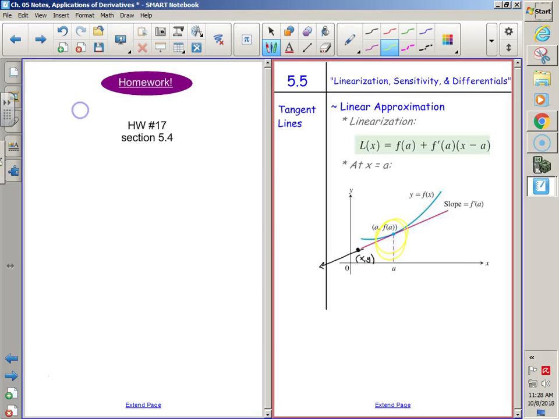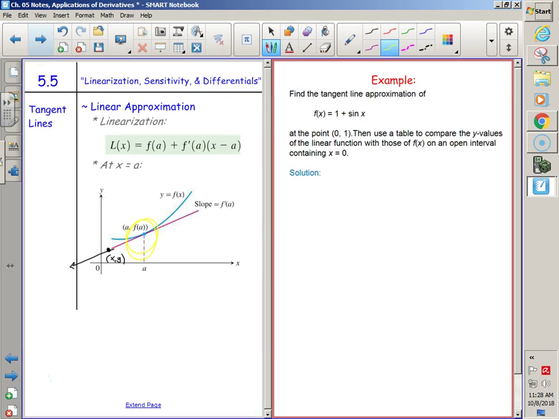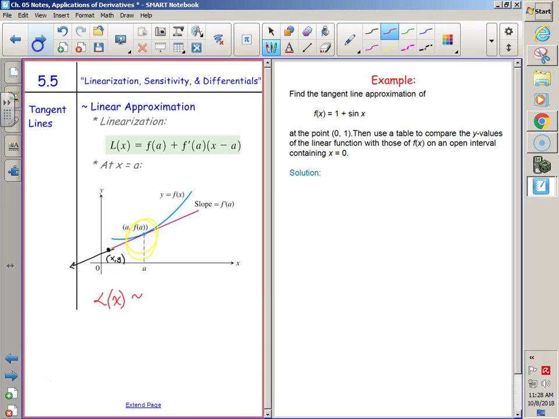Which means we can use the tangent line. We can use L of x to approximate f of x. So the idea of local linear approximation is that L of x can approximate f of x. Now, I'm not saying it's always a good approximation. It can approximate anywhere, but it's going to be really far off for any curved graph anywhere but the region very close to a itself. But the idea of local linear approximation is to use the tangent line to approximate the values of y.